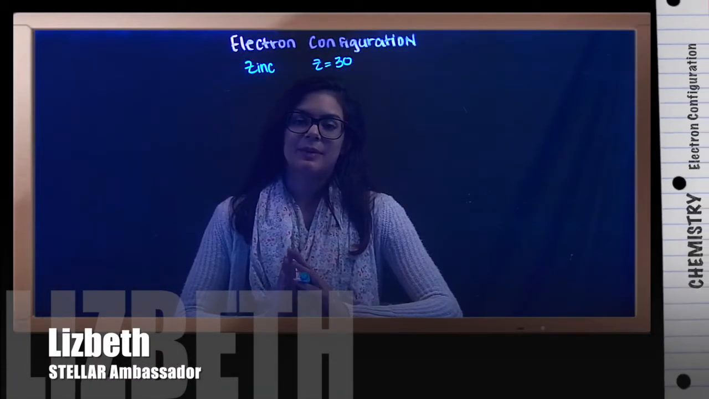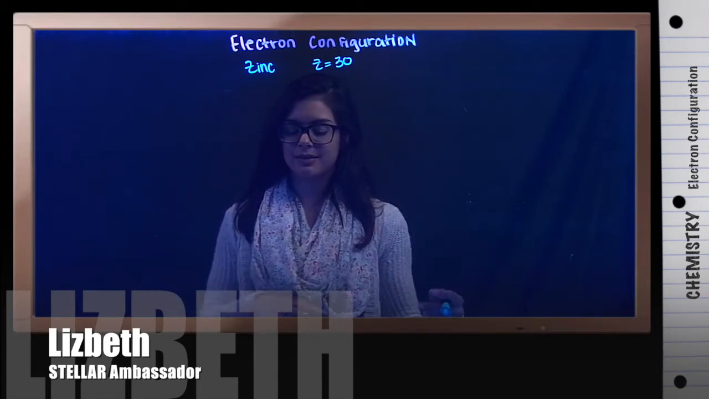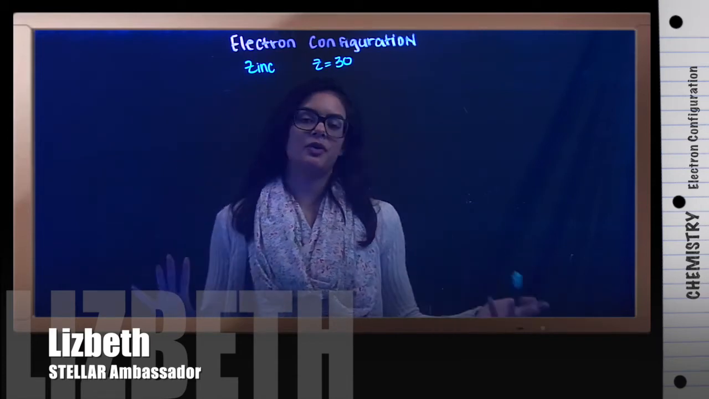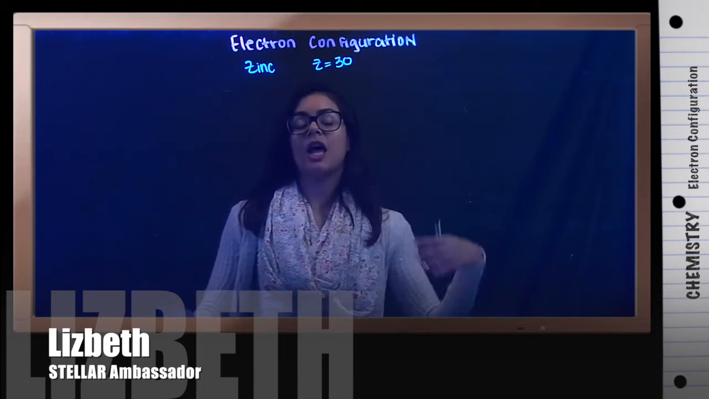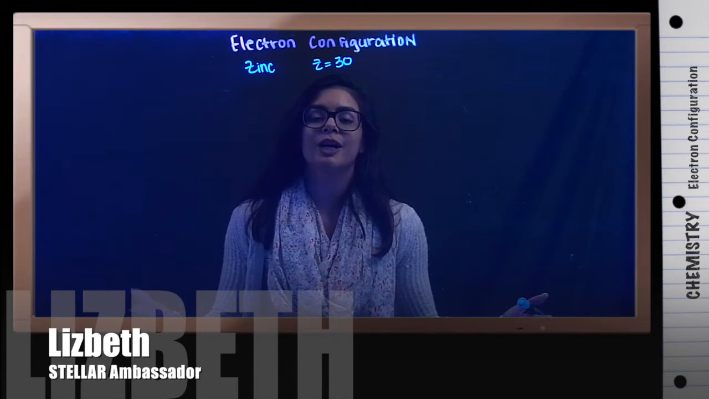My name is Lisbeth, and today we're going to be going over how to find the electron configuration of an element. So here we have zinc, and we're going to do ground state zinc. That just means that it hasn't lost or gained any electrons. So that means my Z value is going to be 30.